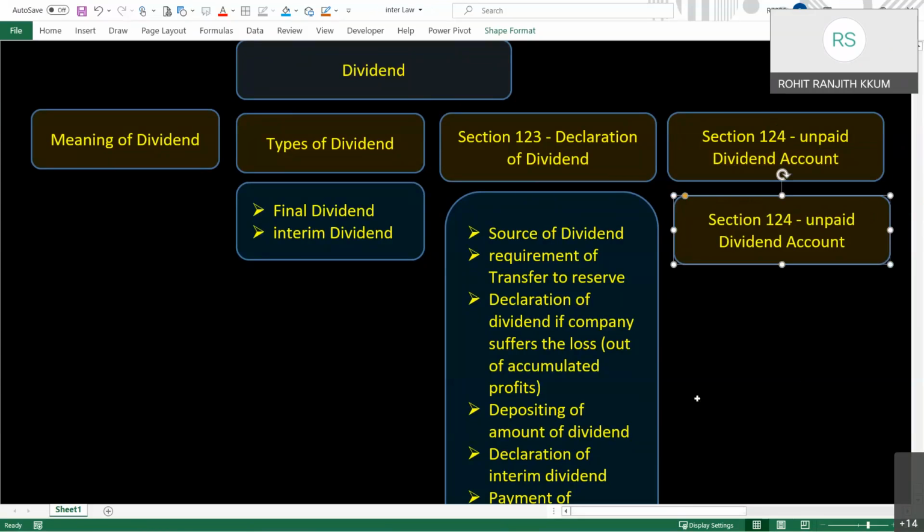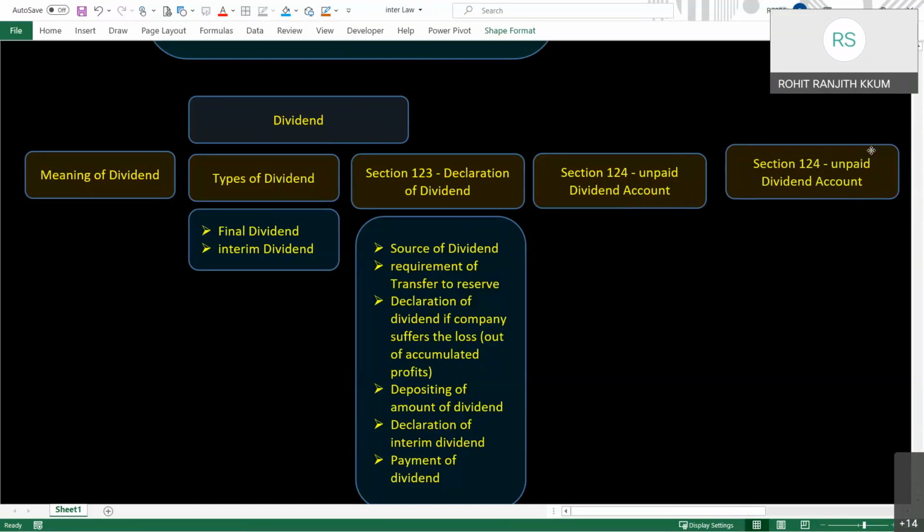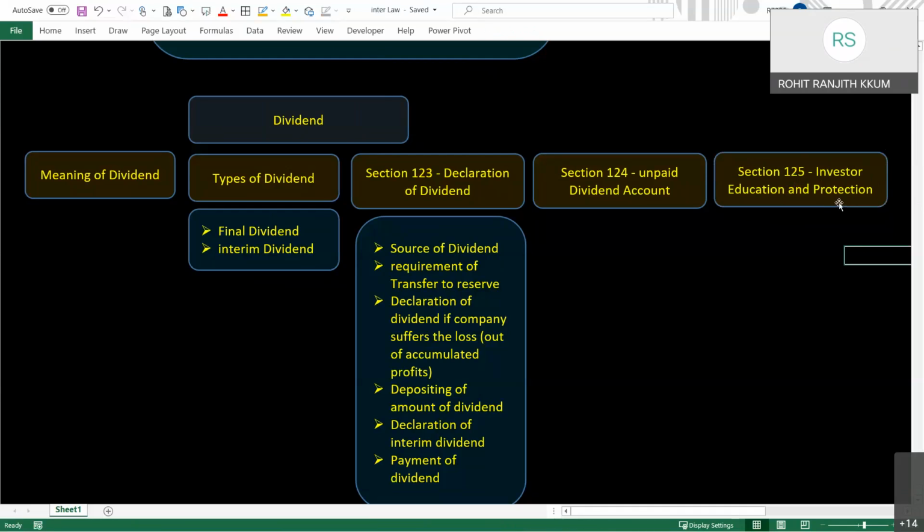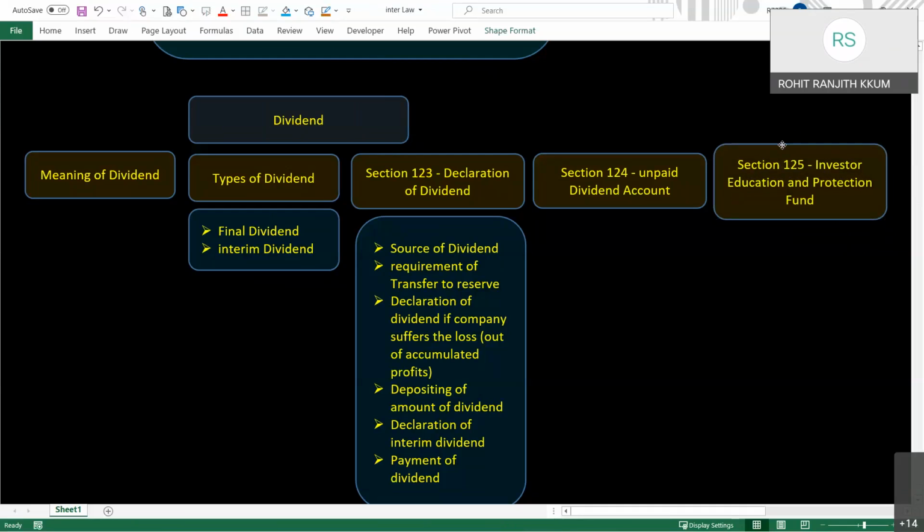Section 125, talking about the Investor Education and Protection Fund. It has certain subtopics to learn with.